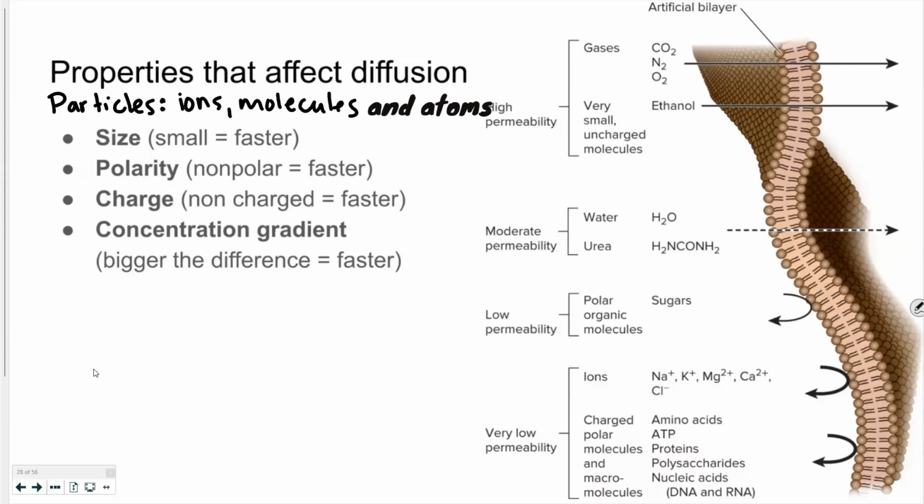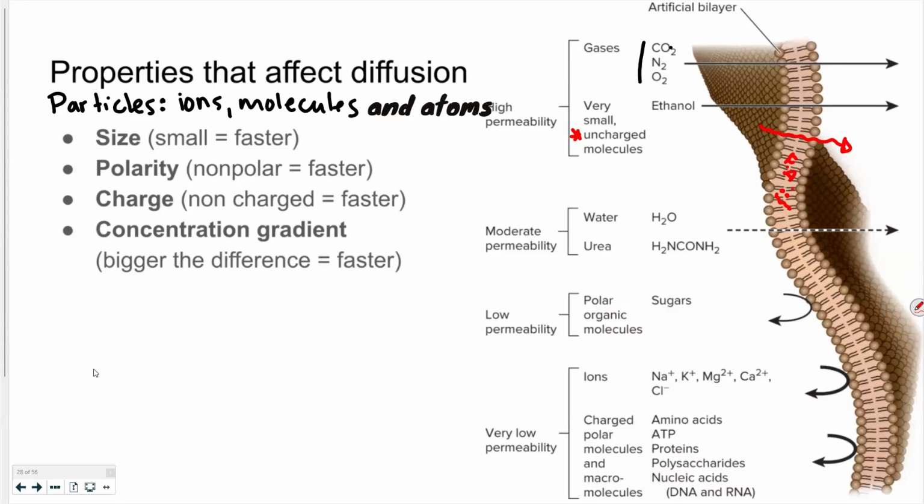Things that tend to have high permeability are small molecules. They tend to be uncharged. They just kind of wiggle their way through the spaces between the plasma membranes. Okay. It's important that these things are uncharged because they have to pass through this fatty acid layer, which is, as we know, hydrophobic. So in order to pass through that, you also have to be hydrophobic.